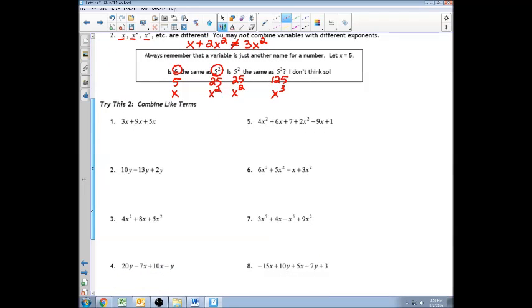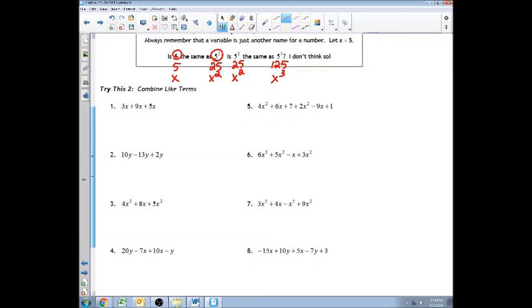I will go through 2 problems with you right now, then I'll give you a couple minutes to work through it, and let's see how you do. So in problem number 1, I have 3x plus 9x plus 5x. All I'm going to do to start with is add the 3x and the 9x, and just bring down my 5x. Well, 3x plus 9x is 12x plus 5x. 12x plus 5x is 17x.